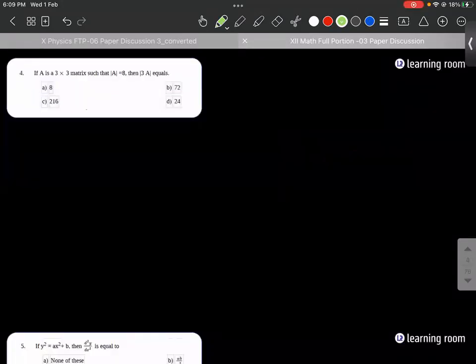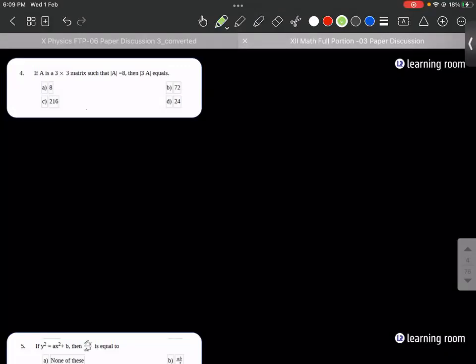If A is a 3 cross 3 matrix such that the determinant of A is equal to 8, then the determinant of 3 times A is basically 27 into 8, because this 3 will get multiplied with every row of the matrix. So it becomes 27 into 8, which is 216.